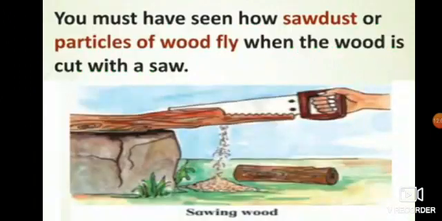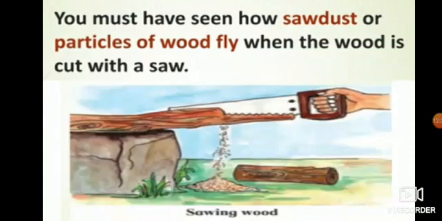Now, you must have seen how sawdust or particles of wood fly when the wood is cut with a saw. Now, observe the carpenter, okay, when he is cutting the wood with the help of a saw. Can you see in the picture? The carpenter is cutting the wood with the help of the saw. Correct? So what happens? Can you see the dust falling down?